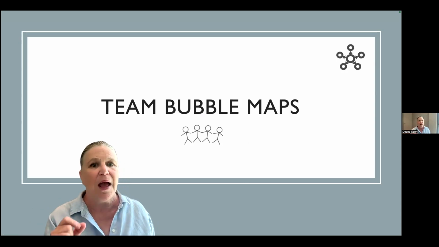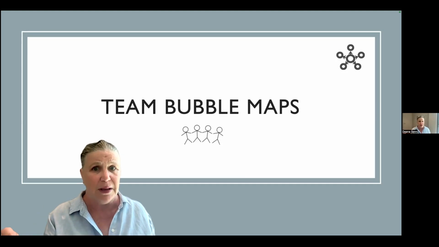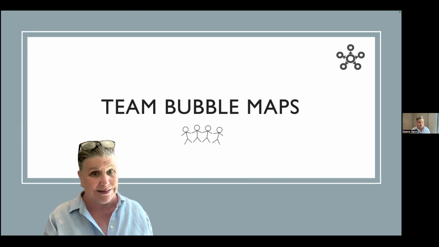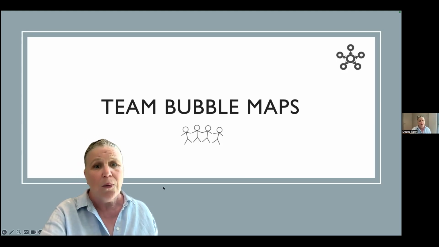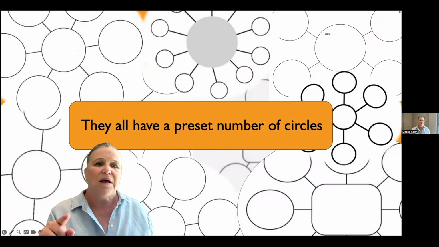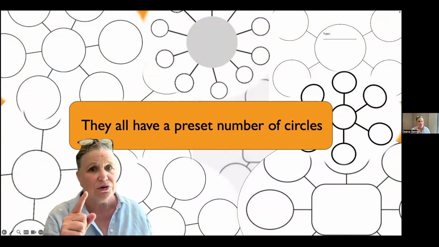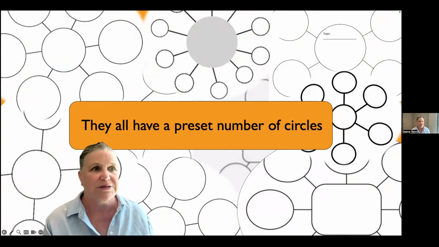If we reimagine how we use bubble maps in our classroom, specifically how we use bubble maps with teaming, we can really hit a level of student critical thinking that we're not used to seeing in bubble maps. When we go to the internet and look for bubble maps, they are plentiful. We see bubble maps everywhere on the internet, but they all have one thing in common. The thing that we see that bubble maps have in common on the internet is that they all have a preset number of circles. And what does that preset number of circles do with student thinking? It really limits it, right?